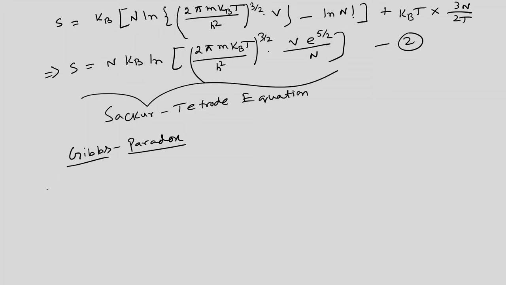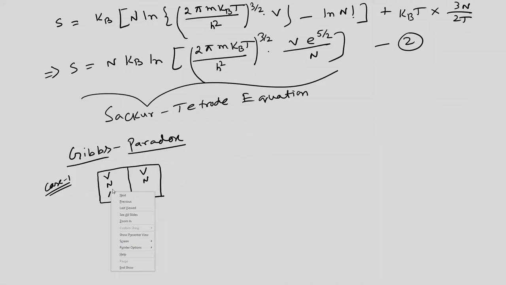Consider two cases. Suppose in case 1, we have a container which has two compartments, and the volume of both the compartments is V, and both of them contain N number of ideal gas molecules. For simplicity, consider that the gas molecules are monatomic. So, we have gas A here and gas B here.